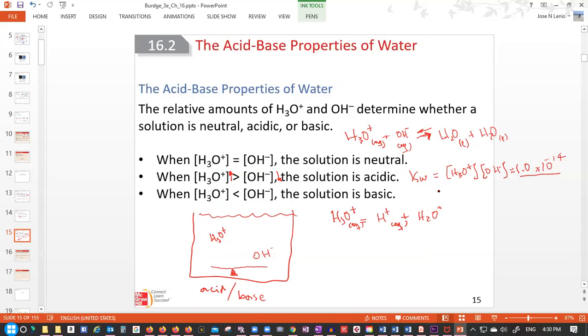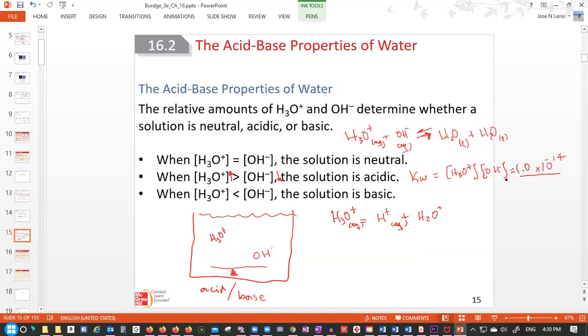So for a base, when we add base, this one goes up, and in order to keep the constant, this number needs to go down. So it's always a balance between these two. An acid-base reaction is that balance between these two concentrations. One going up for acids and the other one going down. So even in an acidic solution, you have some concentration of OH minus. It's just that it forms that proportion there.